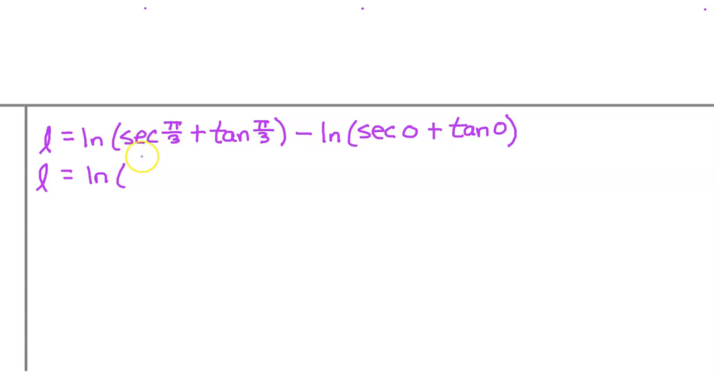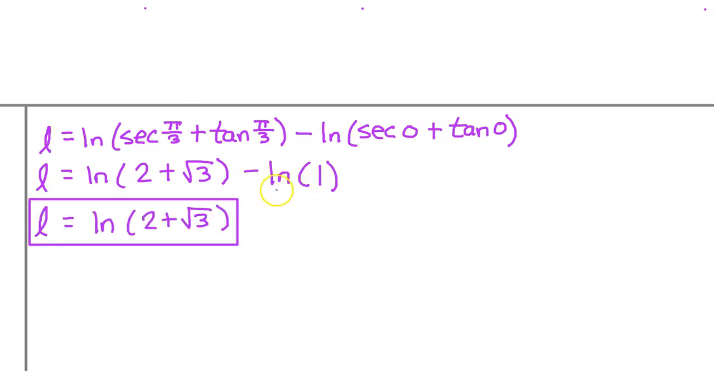Secant is the reciprocal of cosine. The cosine of pi over 3 is 1/2, so secant will be 2. The tangent of pi over 3 is radical 3. The cosine of 0 is 1, so secant is also 1. Tangent of 0 is 0, so we just have minus natural log 1. The natural log of 1 is 0, so this is the final answer.